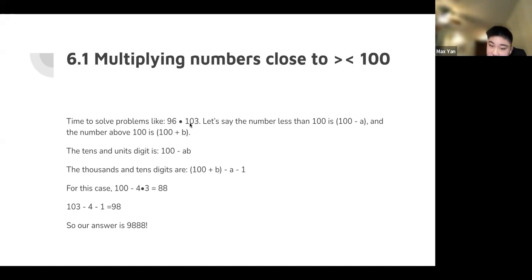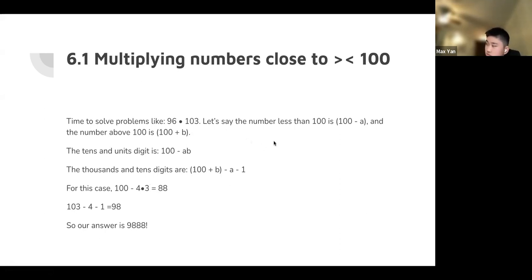So say 96 times 103. 100 minus 4 times 3 is 88, so those will be the rightmost two digits. For the leftmost two digits, you would do 103 minus 4 minus 1. So our answer would be 9,888.